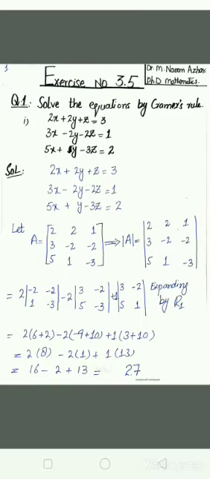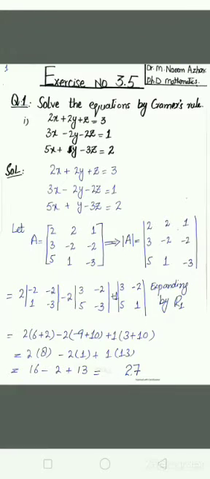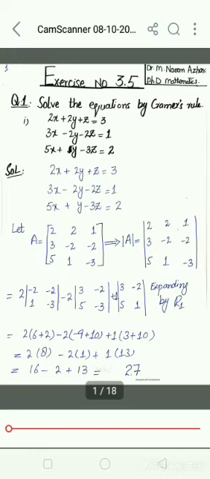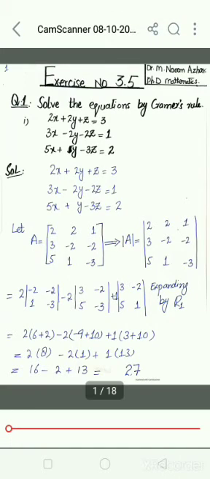We have to find the determinant of this matrix to check whether the determinant is 0 or non-zero. If the determinant is 0, then there is no solution to this system of linear equations, because we have to divide by the determinant in each variable calculation in Cramer's rule. So first we check the value of the determinant. In this question, |A| is equal to 2, 2, 1, 3, minus 2, minus 2 and 5, 1, minus 3.